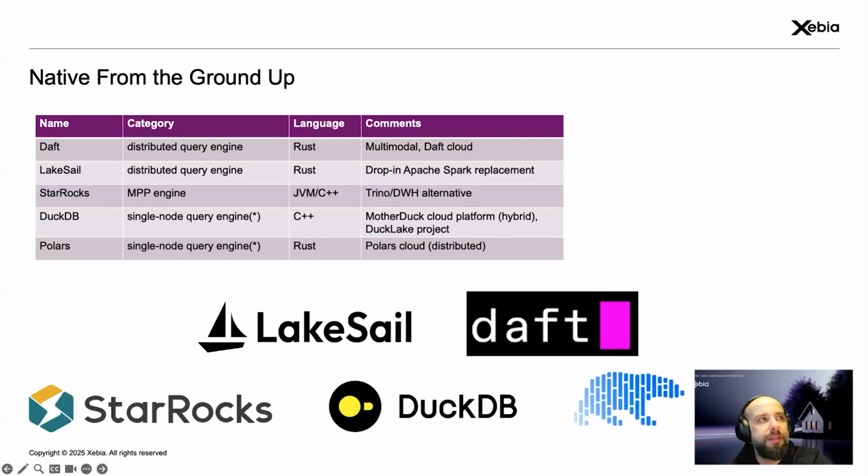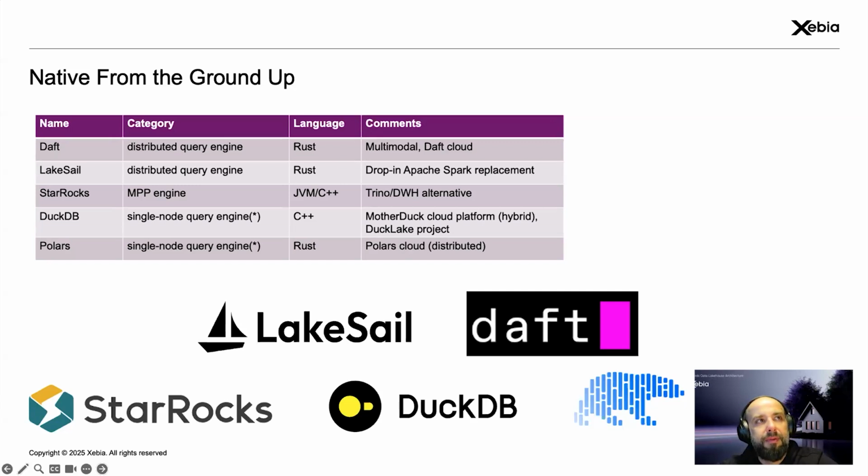But there are some emerging ones like Daft, Lakesail, and StarRocks. So let's go one by one. So Daft is a distributed query engine that is written in Rust, and they are exposing a distributed data frame interface, and they claim to be a few times faster than, for example, Trino or some similar system. Since everything is written in Rust, but the API is exposed in Python, it's really easy to pick up.